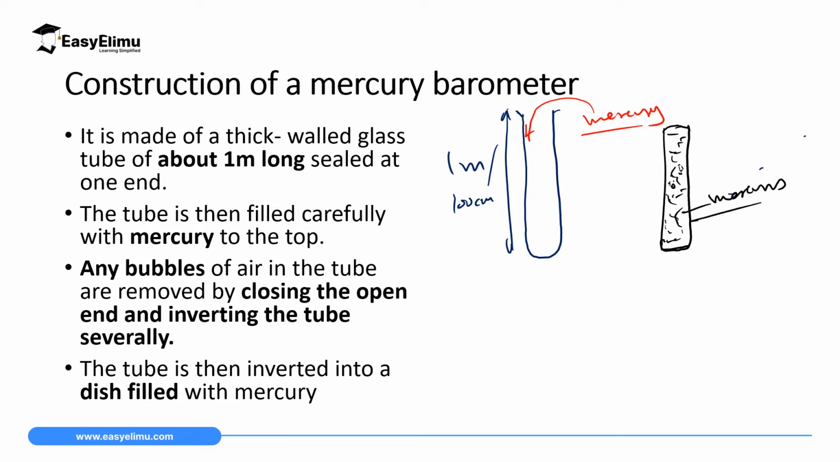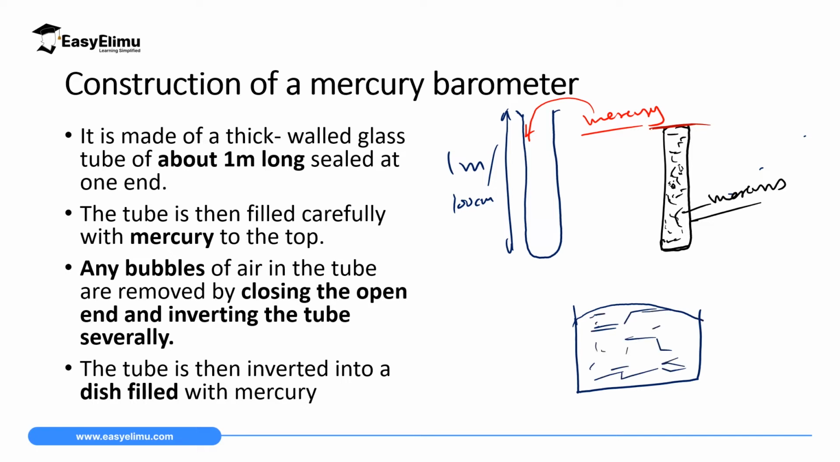To make sure that there's no air bubble, you close this end of the tube, and then you tilt the tube several times to make sure that any air bubble which is inside has been removed, and then you fill it until it is full. And then you take this tube which is full and invert it in a container full of mercury too. So you have mercury here. This is a container with mercury.